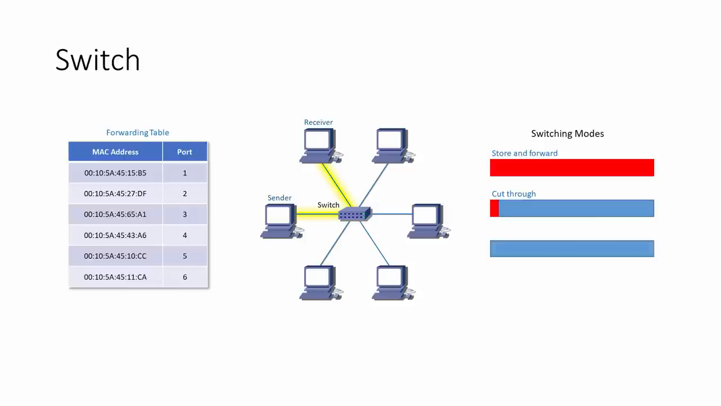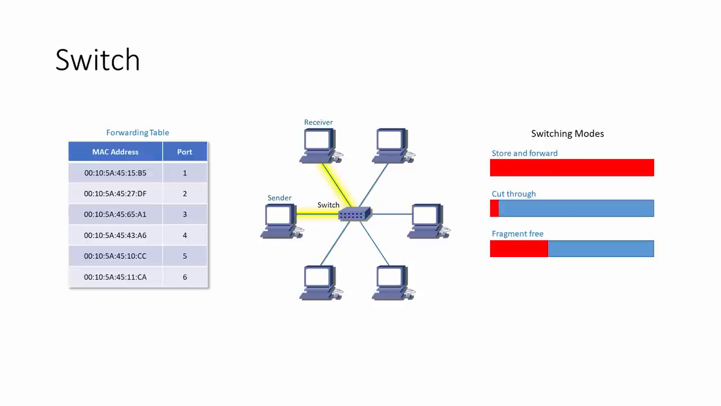There's also a compromise called fragment-free switching. In this mode, the first 64 bytes of the frame are read and stored. This portion of the frame contains all of the header information. The switch quickly examines the first 64 bytes and, if it appears correct, begins forwarding the frame while the rest of it is being received, on the assumption that the rest of it will be OK.